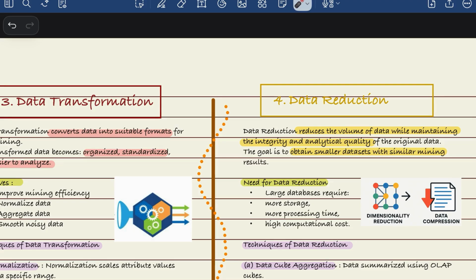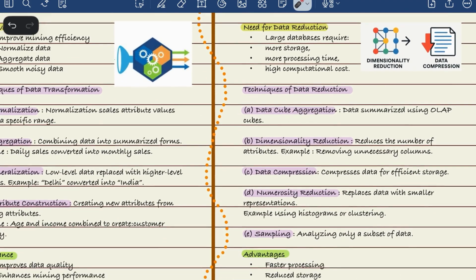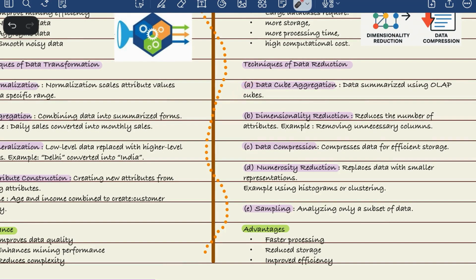So there are a few techniques that are used for data reduction. First is data cube aggregation. It is used to summarize the records. We use an OLAP cube over here and we aggregate, we summarize the data. Then we have dimensionality reduction.